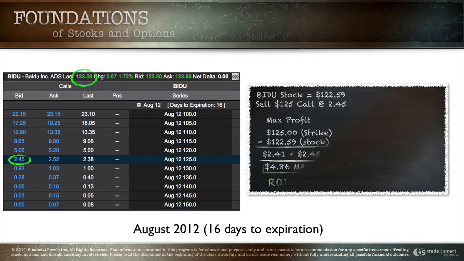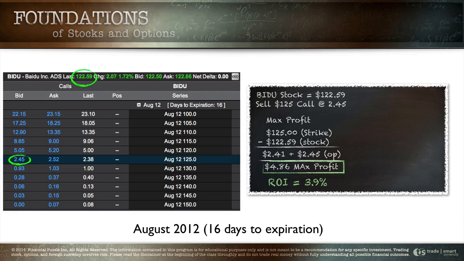Okay? Well, let's do the math on that. Your max profit is your strike minus your stock. Max profit is $2.41 plus your option premium, $2.45. So your max profit on this deal is $4.86, or 3.9% ROI in 16 days.